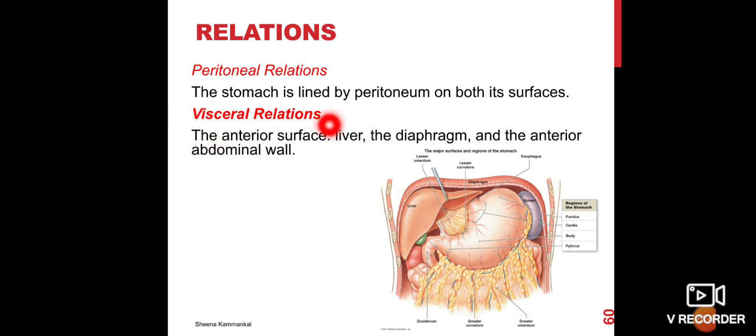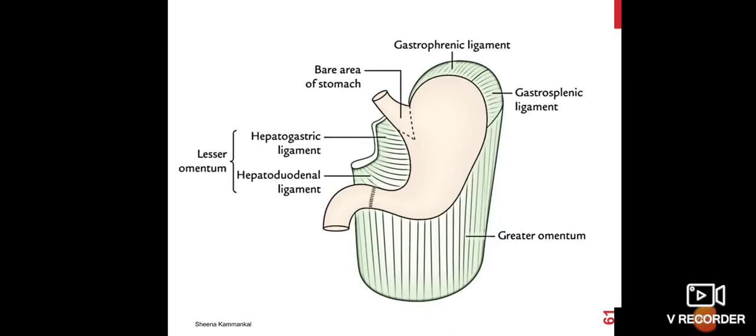Regarding its visceral relation, that means the neighboring visceral organs related to the stomach are the liver, diaphragm, and anterior abdominal wall to the anterior surface. Here you can see the diaphragm, this is the liver, both of which come on the anterior aspect of the stomach. Along with that, the anterior abdominal wall is also forming the anterior relation. This picture is showing the different omentum, the lesser omentum along the lesser curvature and the greater omentum along the greater curvature.